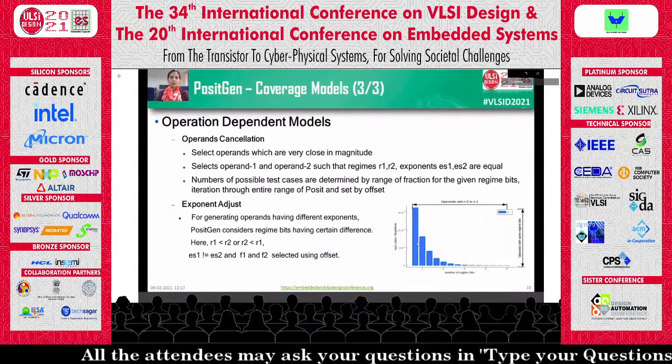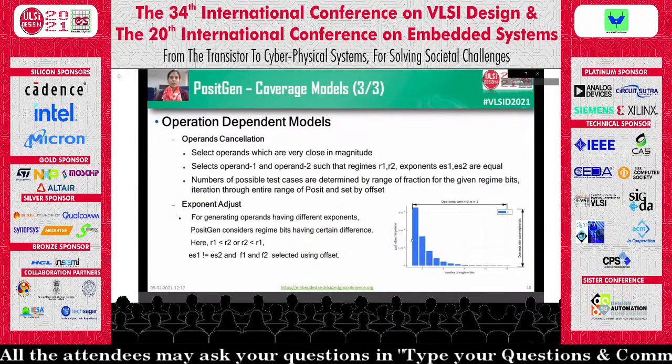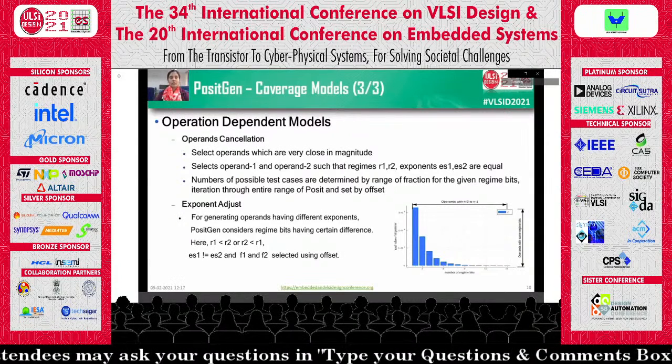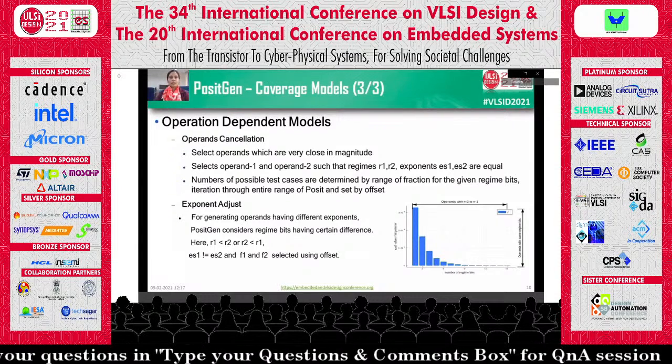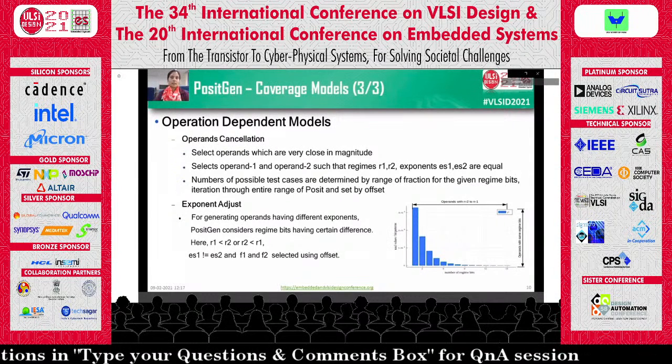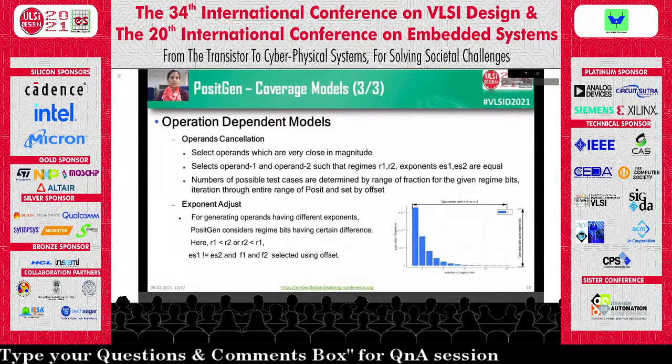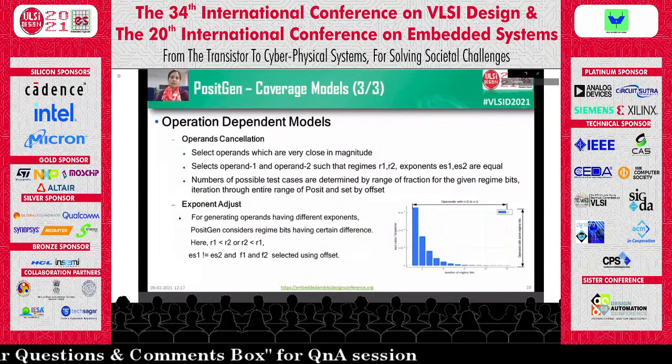So as shown in the graph, first we need to select operand 1 such that it will have the regime bits from 2 to n minus 1, and then by calculating the size of R1 we can calculate the size of R2 having the certain difference.